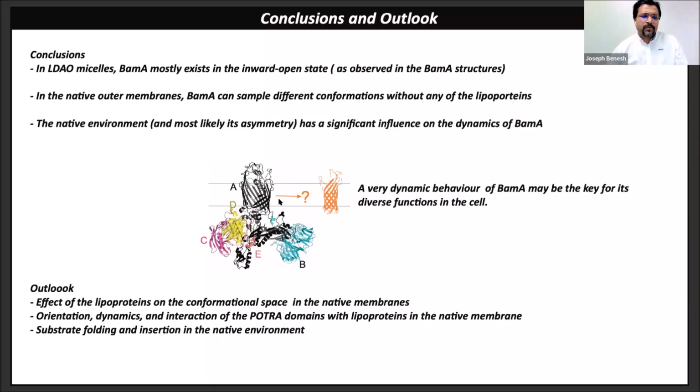So one open question here is how the complex performs this function, how it folds and inserts protein into the outer membrane. Of course, the exact mechanism remains elusive, but a consensus view is that the dynamic behavior of BamA might be the key for folding and insertion of the protein. And this dynamic nature of BamA might also have an important role in destabilizing the membranes. So our observation of a highly heterogeneous conformation of BamA is in agreement with a dynamic nature of BamA in the native membranes.